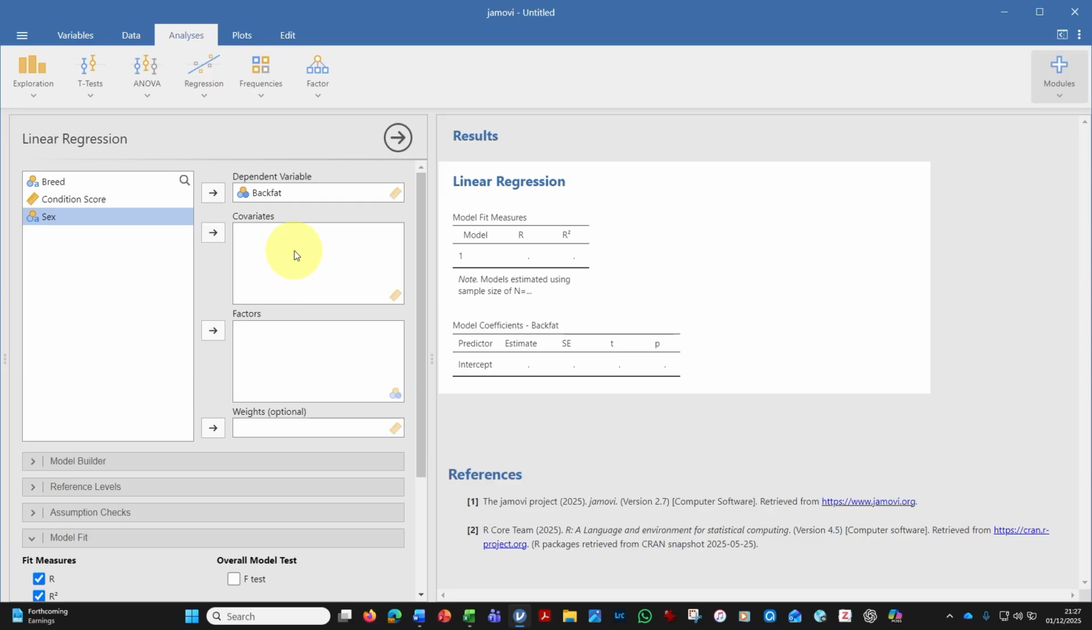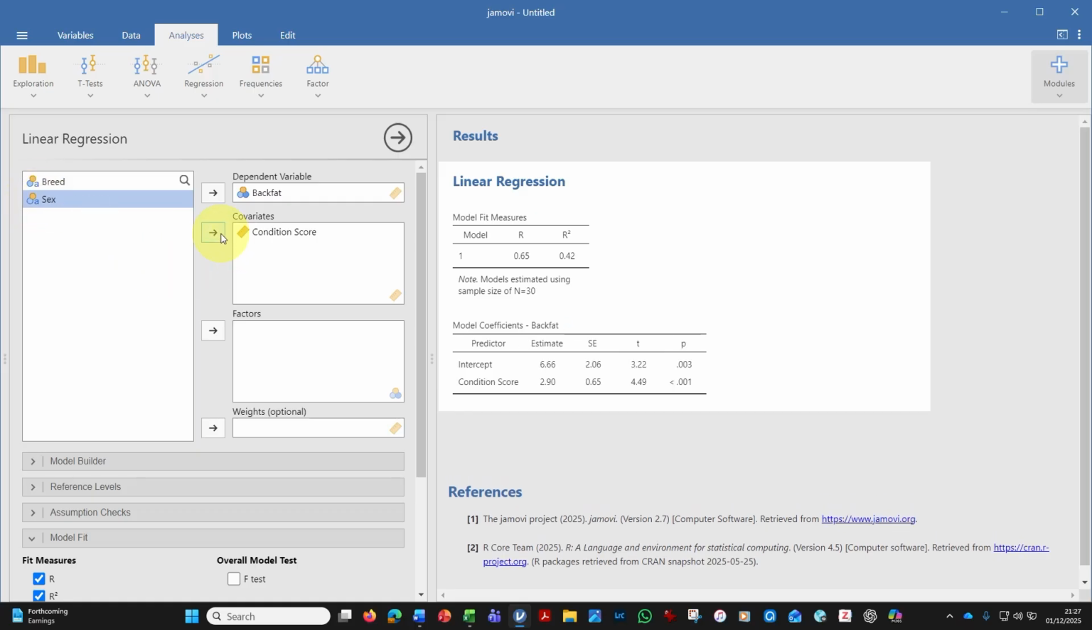And here we've got a choice of covariates or factors. Covariates are those variables that have a continuous outcome. You can see that because there's a little ruler there to tell us. And here we've got condition score. That's the only one that we've got in our continuous outcome. So we're going to take that one, put it here.